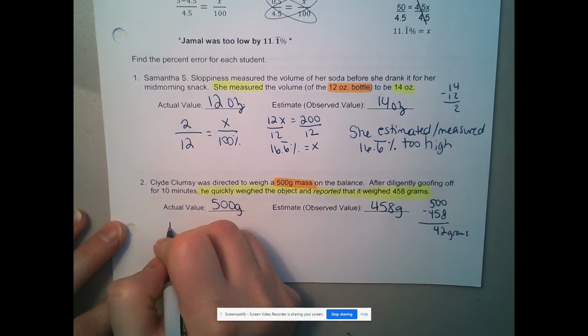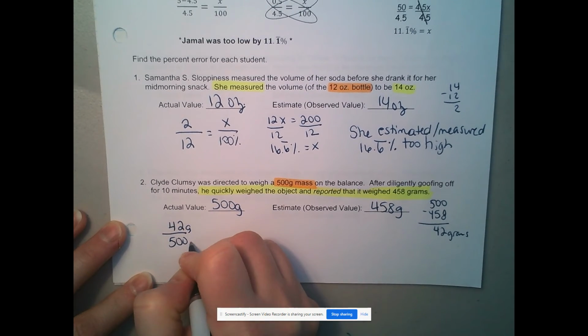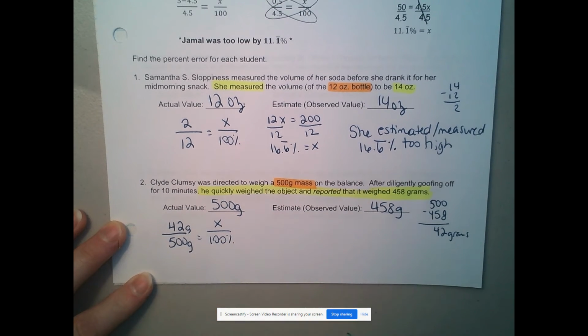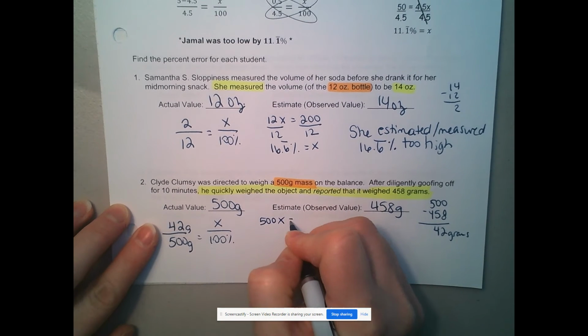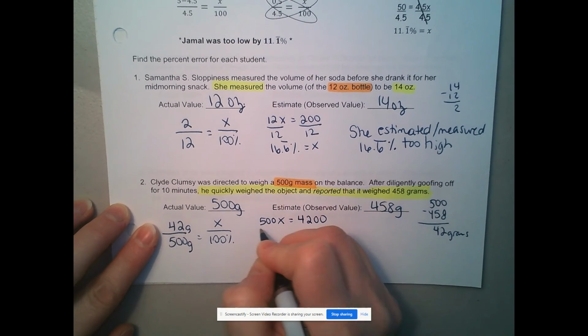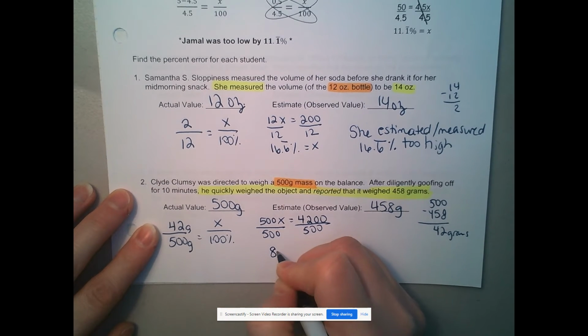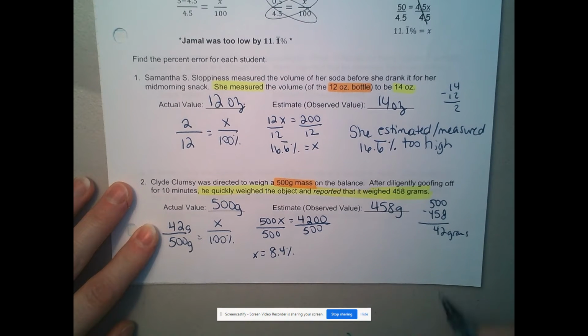So we would put that difference of 42 grams over the actual 500 grams and say, well, what percent is that out of 100%? We would cross multiply 500 times x equals 42 times 100 and divide both sides by 500 and get 8.4%. X equals 8.4%. So he only got it at 458. It should have been 500.